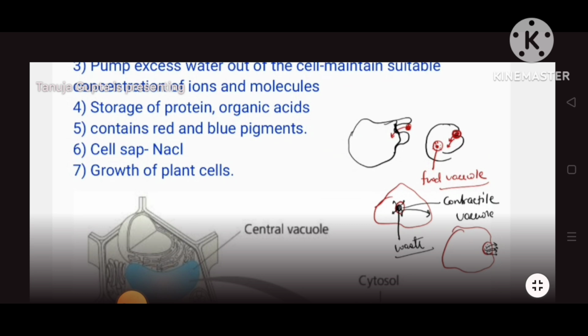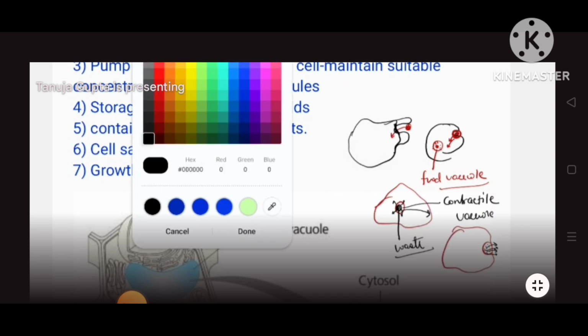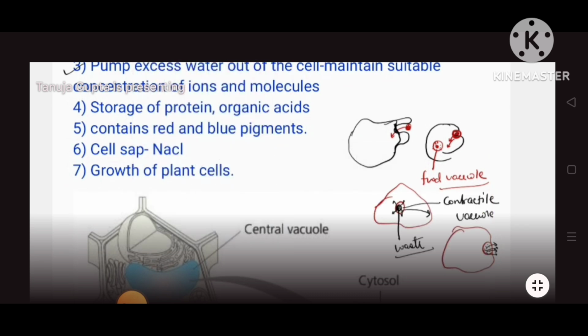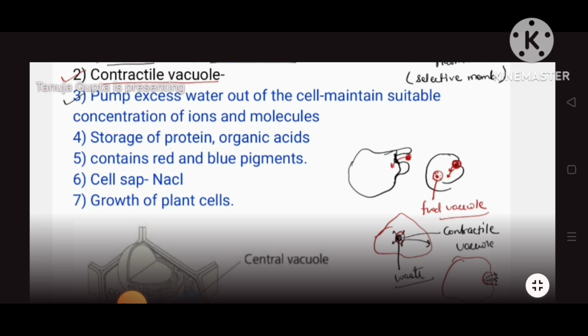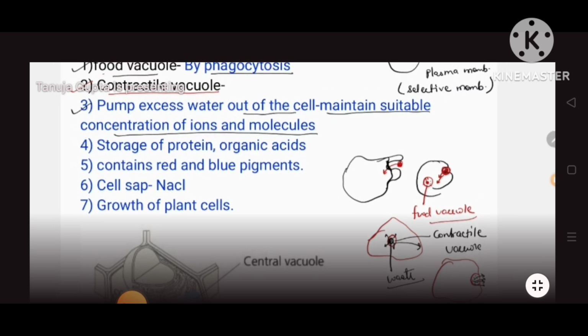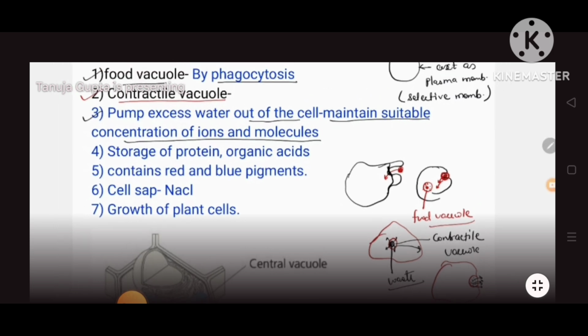Contractile means contract. It can contract and release all the things outside. Now let's go to another function, which is pumping excess water out of the cell. It maintains the suitable concentration of ions and molecules. What does it mean? As I told you, this membrane acts as a selectively permeable membrane. So if excess water comes inside this vacuole, what does it do?